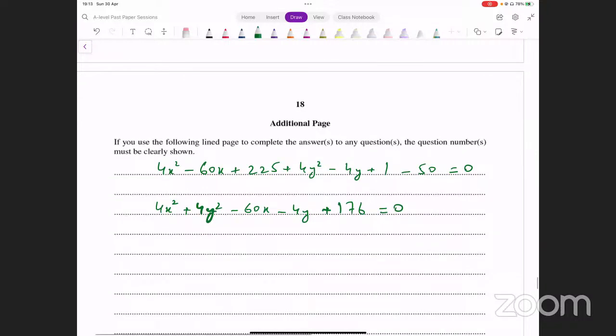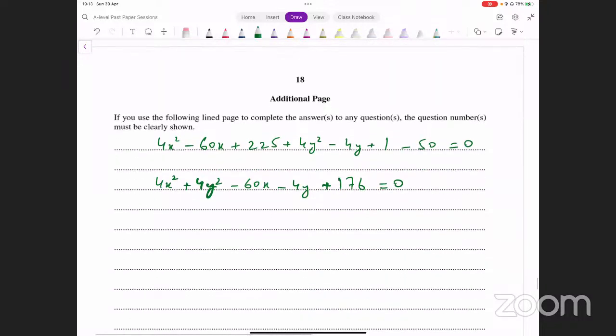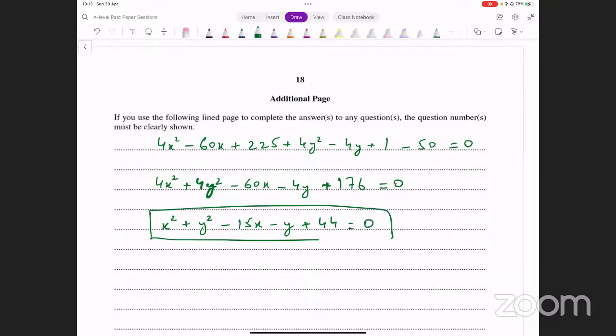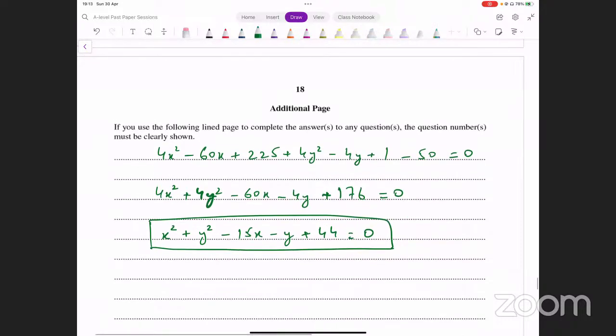Now we can simplify this. Remember, circle में आपके पास x square y square होते हैं. इसको 4 से divide कर दें. What do you get from that? x square plus y square minus 15x minus y plus 176 divided by 4, and that's giving me 44 equals 0. And that's the equation of the circle that we were looking for. Okay, I hope that makes sense.